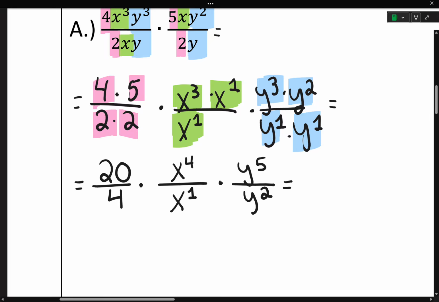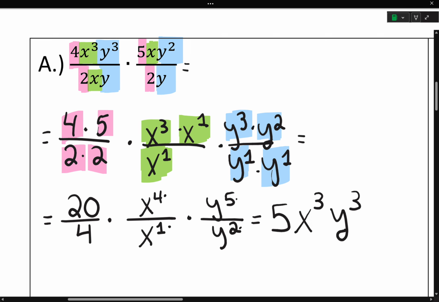Lastly, let's divide. 20 divided by 4 is 5. When we divide the same base with two different exponents, we subtract their powers. 4 minus 1 is 3. For the y's, we do the same thing. 5 minus 2 is 3. No, we're good. This is it. That's as far as we can go.